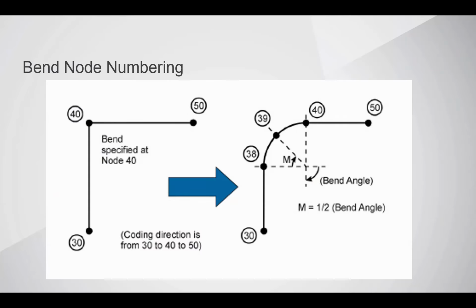Let's have a look at how CESA 2 numbers bends and considers bends. On the left-hand side, we have the model input. In this case, we're coding two elements, element 30 to 40 and 40 to 50. In line with the CESA 2 convention, we're going to code from 30 to 40 first, and then from 40 to 50. We will include a bend on the first element, 30 to 40.